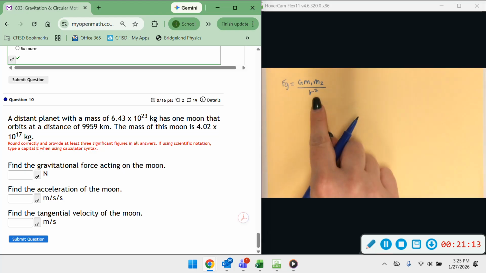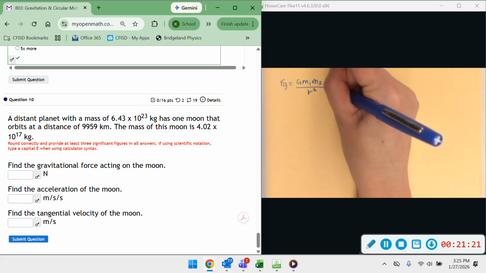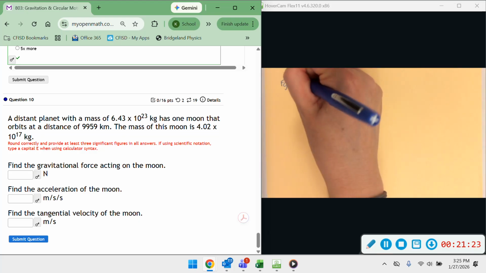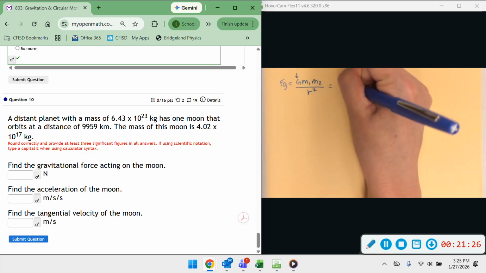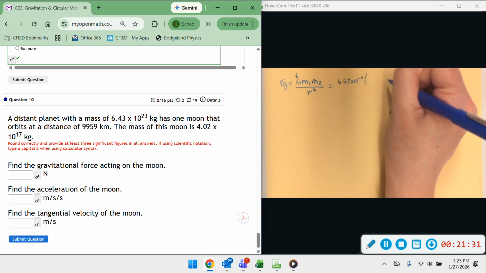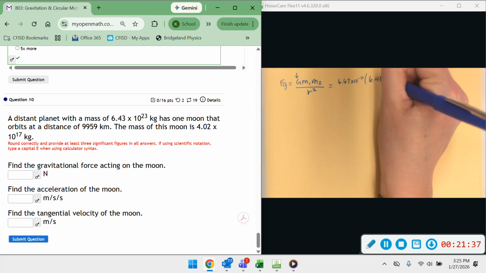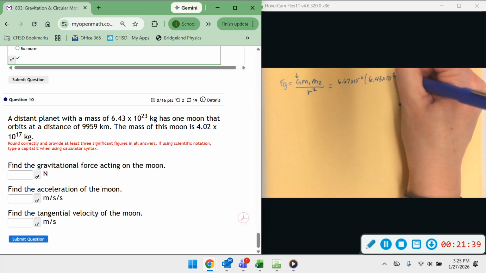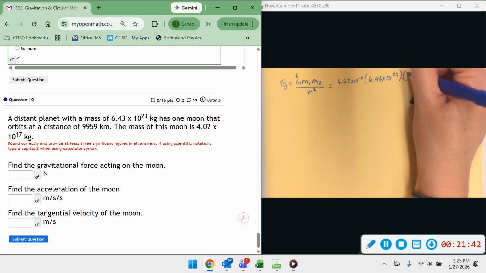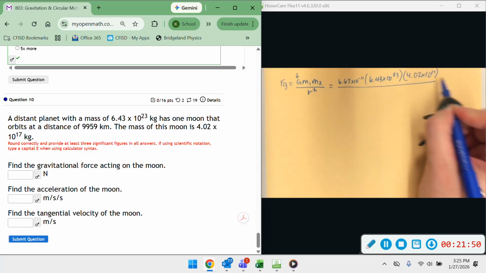And again, you can put a D down there if you prefer. I've written it both ways while I've been filling this out, but that's the universal law of gravitation. So if I substitute in, G right here, remember, is a constant. It is 6.67 times 10 to the negative 11th, and then I have my masses. My masses do need to both be in kilograms, which they are. 6.43 times 10 to the 23rd, and 4.02 times 10 to the 17th. And then all of that over the distance between them squared.